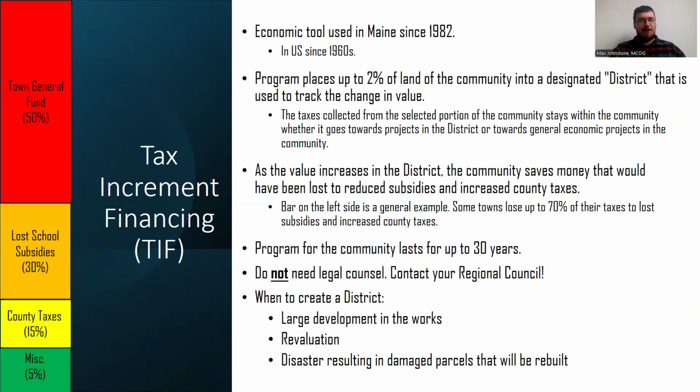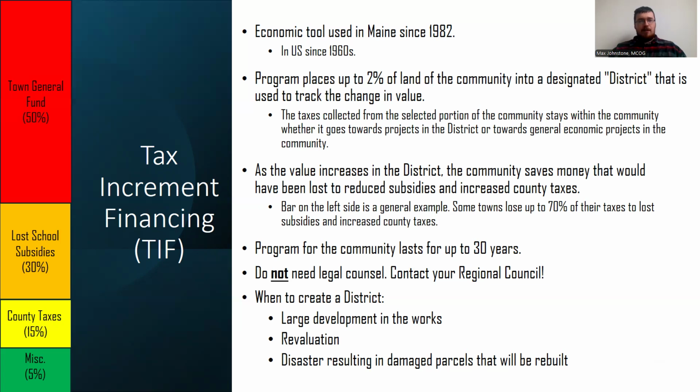Dan went over the importance of having a capital improvement plan and strategizing on how to use these funds. But a lot of towns want to know, how can we start getting some money out of nowhere? Well, the TIF program is something that I always love trying to encourage towns to look into, because it's a great way of starting. This isn't a new tool. This has been around in Maine since 1982, and in the United States, it's been around since the 1960s.